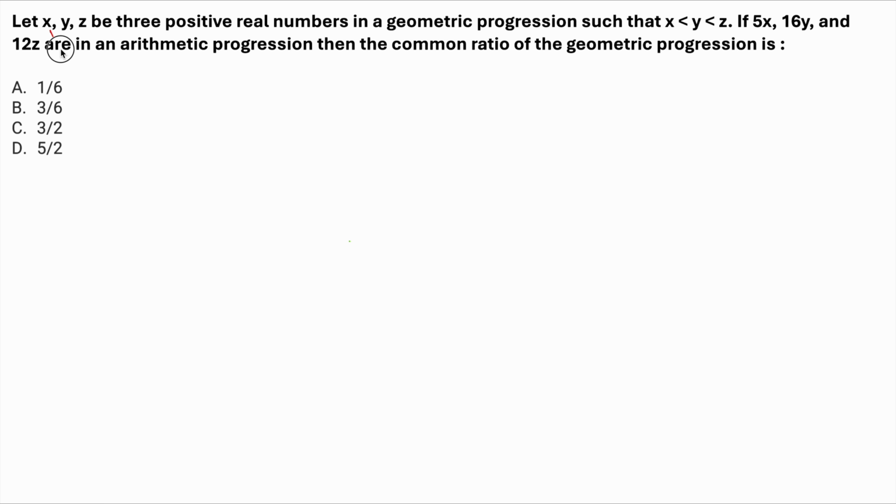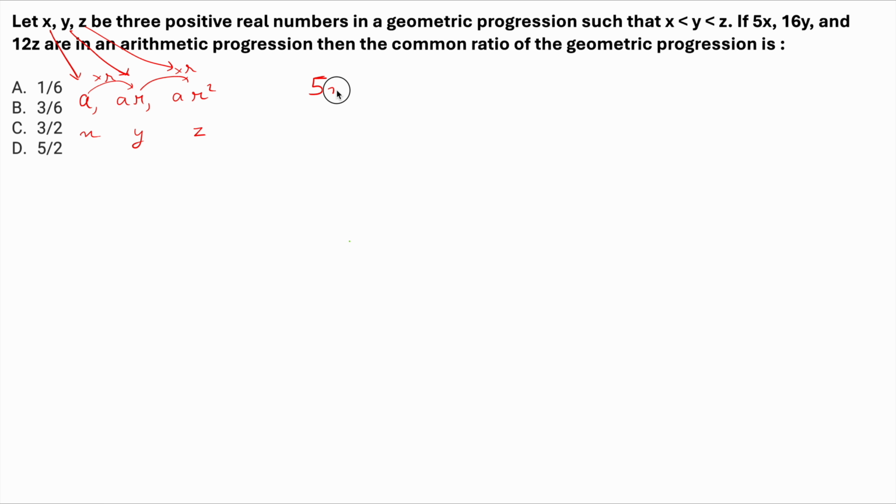The three numbers x, y and z are three positive real numbers that form a geometric progression, right? So let us suppose that the numbers are a, ar and ar square, a being the first term and r being the common ratio of the GP. So first term is a, second term is a multiplied by r, and ar into r will give you ar square, right? These are the three terms x, y, z forming a geometric progression.